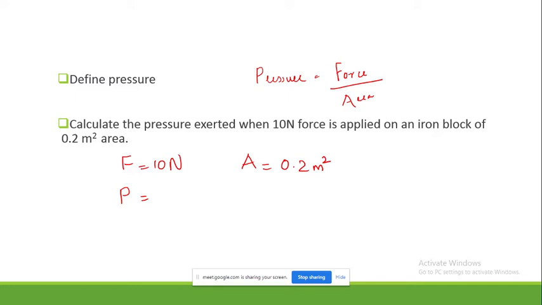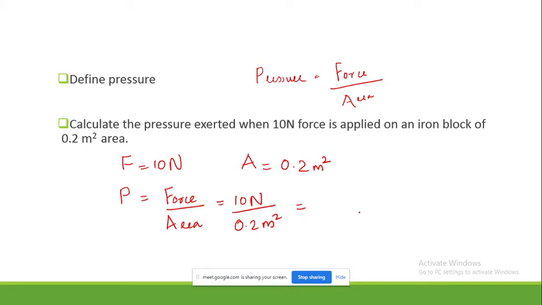Kusuma, can you answer? So, pressure is force per area, right? Yes, ma'am. So, substitute the values and tell me the answer quickly. So, give me answers. It's very simple. So, you have two quantities. You just need to divide that. So, force is 10 Newton. Area is 0.2 meter square. So, what will we get?